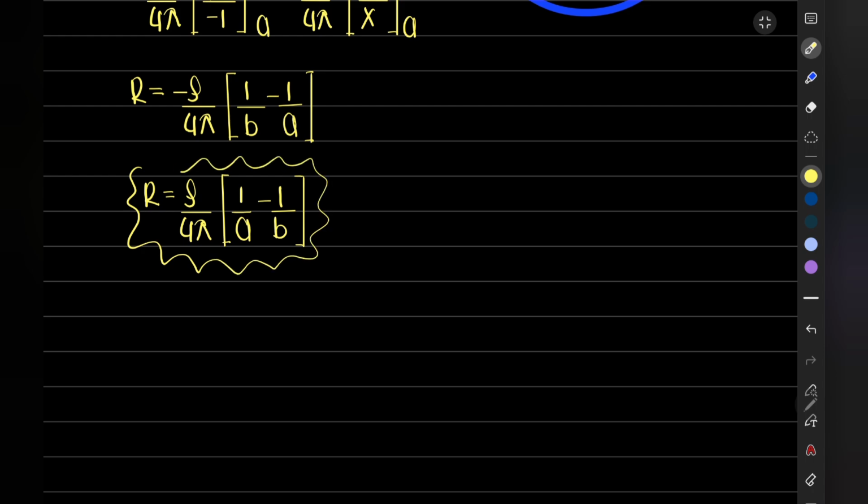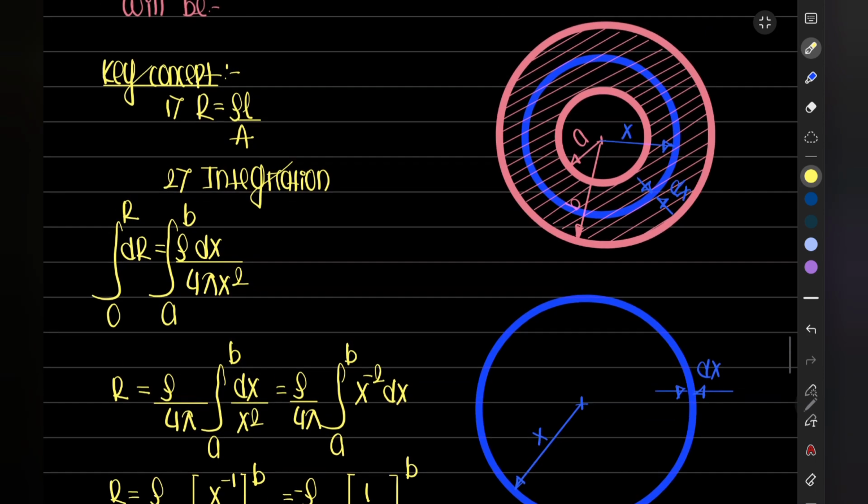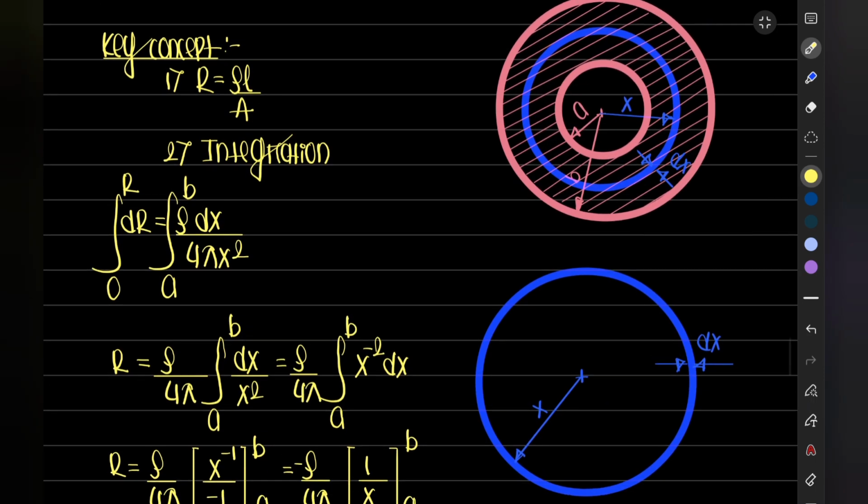So which two concepts have we used here? First, the concept of the formula of resistance in terms of resistivity, and second, the concept of integration.